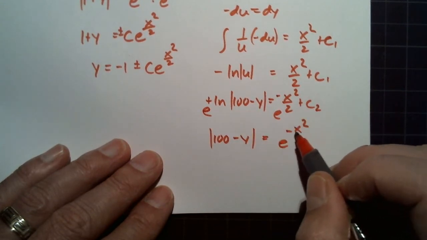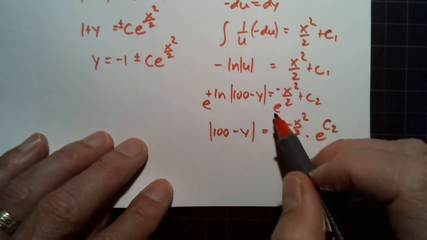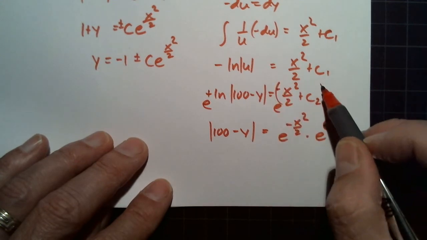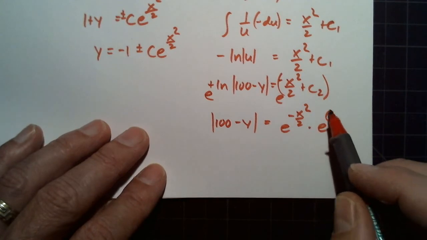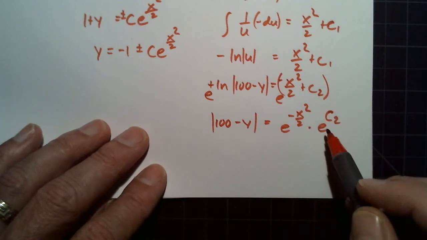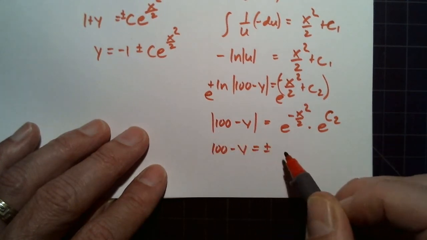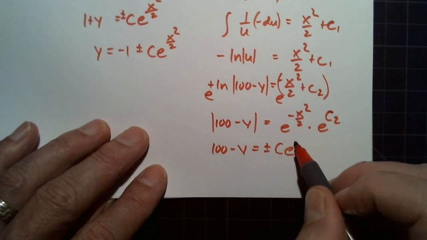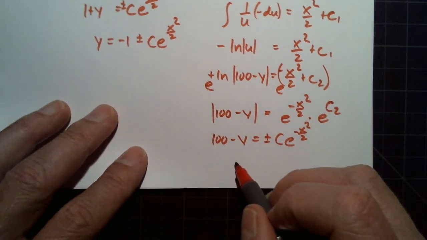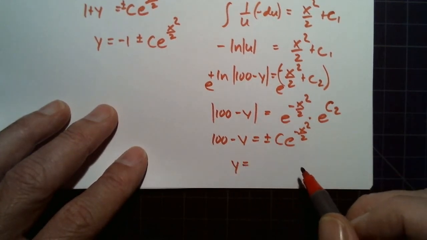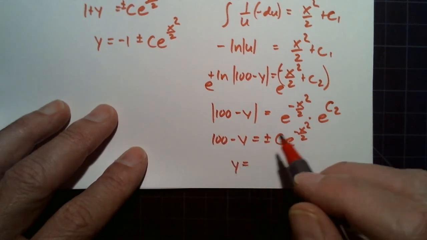e to the negative x squared over 2 times e to the C2, because it's e to that whole expression as the exponent. This is just some other constant c, and we have a positive or negative. Positive or negative c e to the negative x squared over 2, and then we'll isolate y. So this will be minus 100, but then we're going to divide by a negative, so it'll be a plus 100.